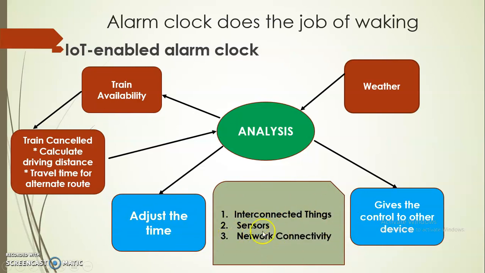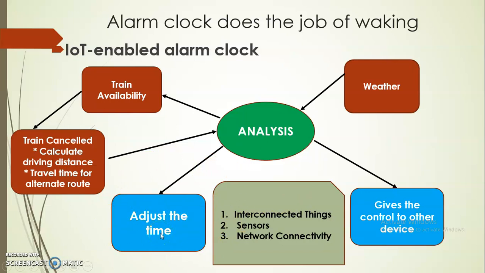sensors and network connectivity. That is, in the example I told you, the IoT enabled alarm clock is able to find the train availability with the help of Google Assistant. That is, it can do that with the help of Google Map and internet connectivity. And in case the train is cancelled, it calculates the driving distance and alternate route with the help of Google Map. Then it can find the weather with the help of internet. And it's adjusting the time. It is preponing the time accordingly.